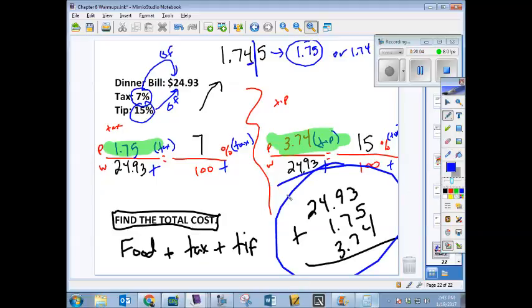But when you get done, take an extra 10 seconds and check them in your calculator. Okay? Just quickly add them up and check them. What was the correct answer here? $30.42, right? I did get 42 cents. Did you round wrong?